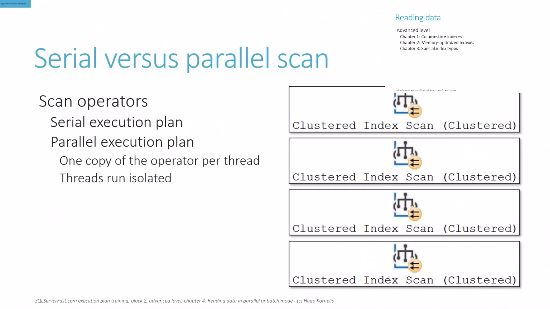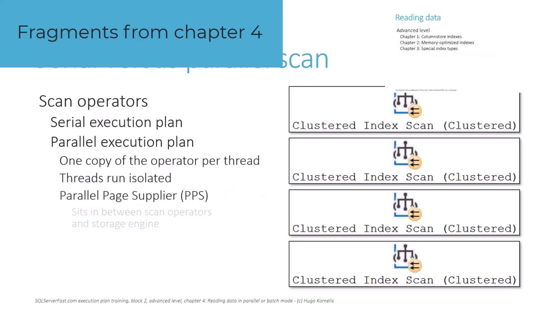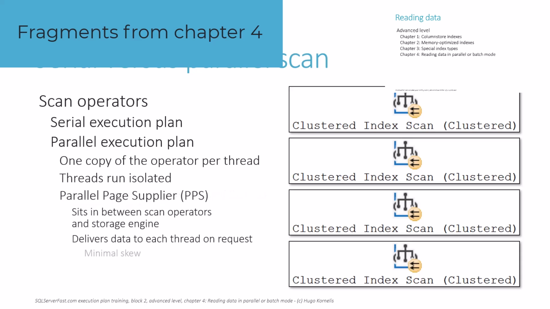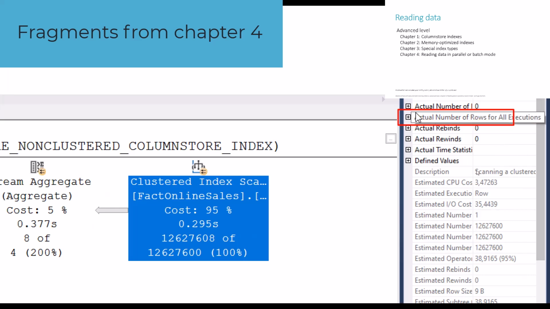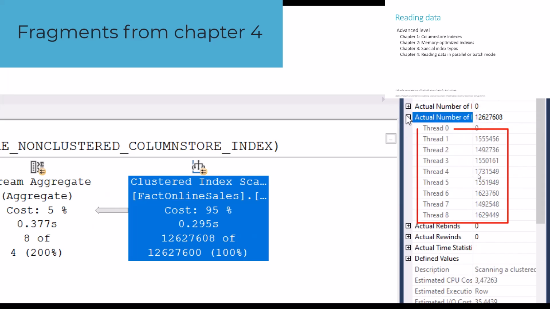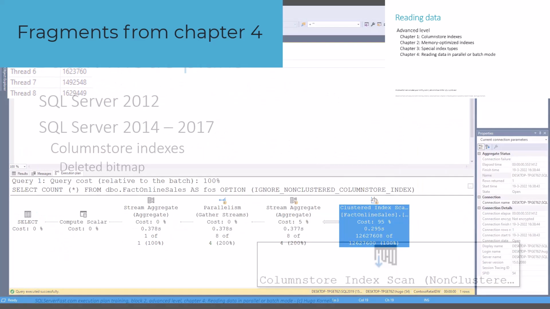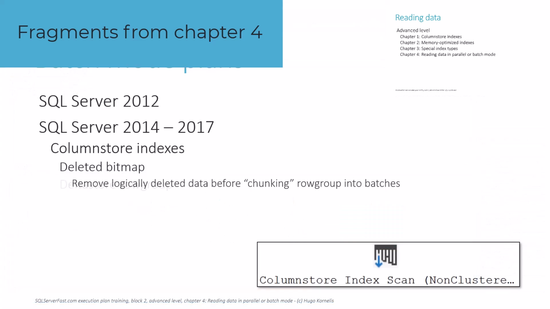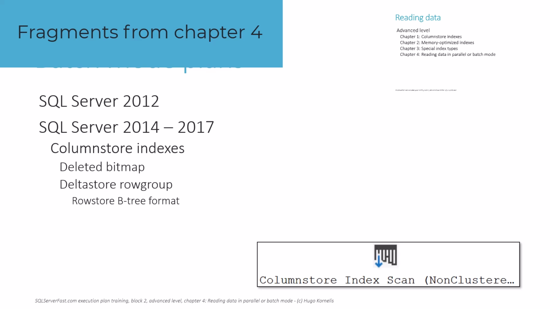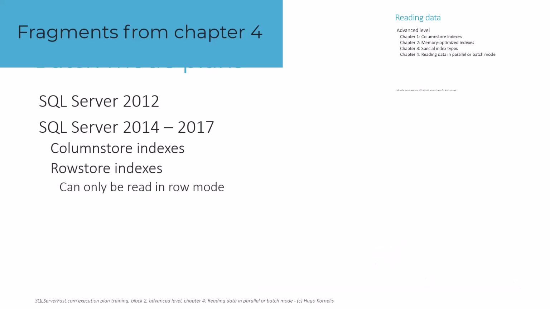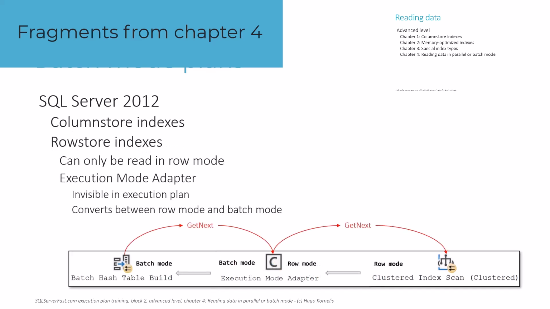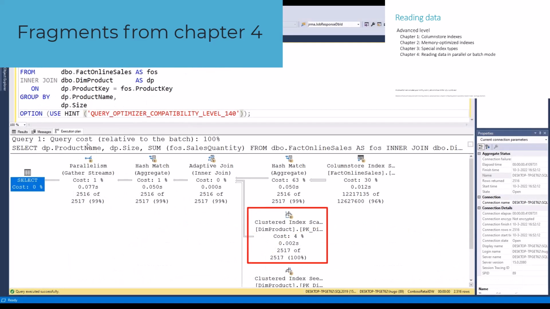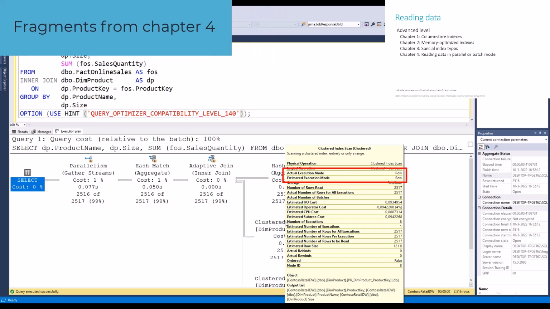Chapter 4 focuses on reading data in parallel execution plans and in batch mode execution plans. We first illustrate how the parallel page supplier makes scan or seek operators return data to multiple threads in a parallel execution plan, and why in many cases those rows are then immediately repartitioned after they have been read. We then look at how some operators can read and return data directly as batches in a batch mode execution plan, while other operators, depending on SQL Server version, can only return data in row mode. This then necessitates a hidden execution mode adapter to convert the data from rows to batches, or vice versa.